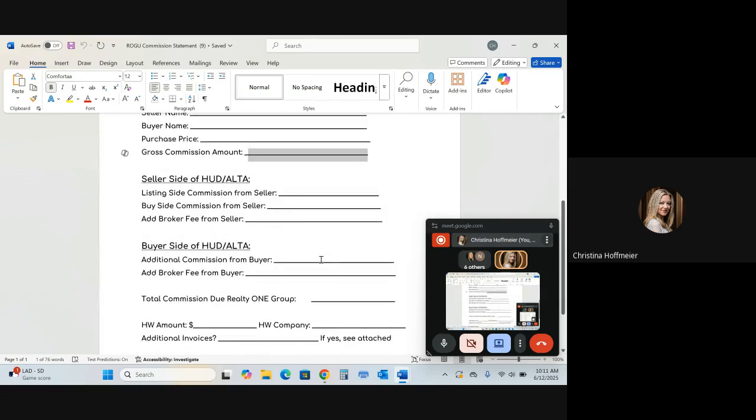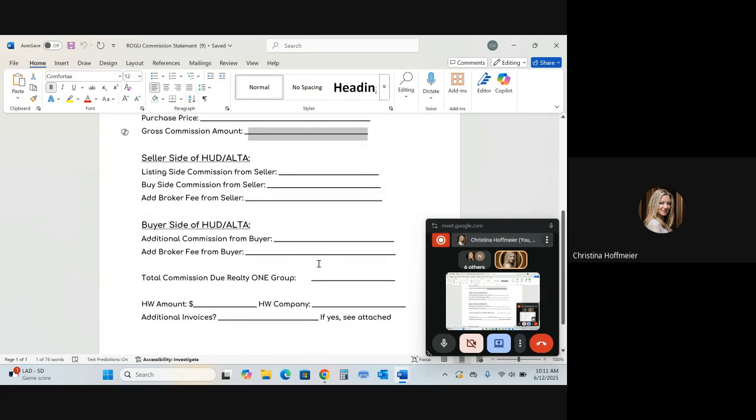Then the buyer side of the HUD or ALTA, we don't represent the buyer in this transaction, so we're going to leave it blank. And then total commission due Realty One, you're going to put $3,685. That's adding up the listing side of the commission plus the broker fee. So that's $3,685 or whatever your numbers are.